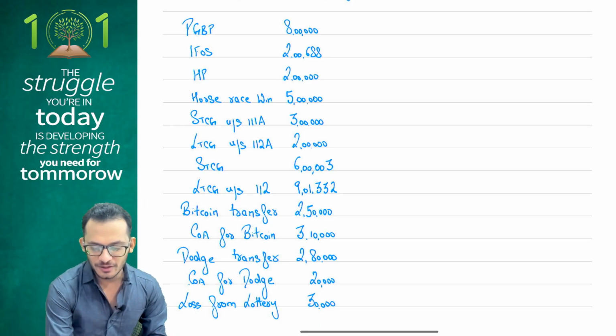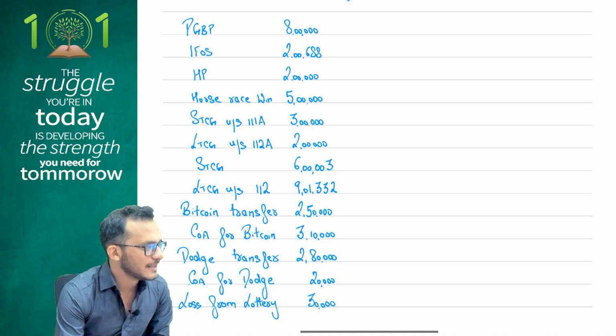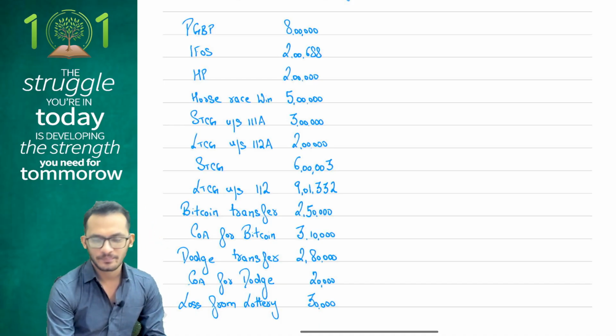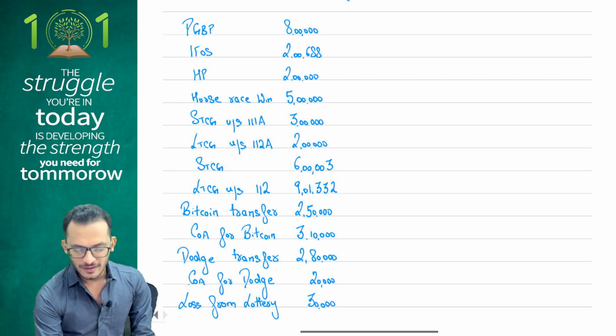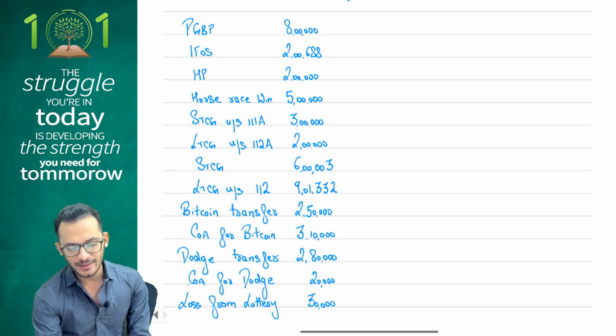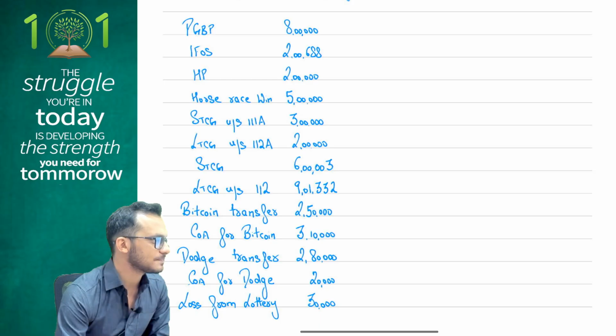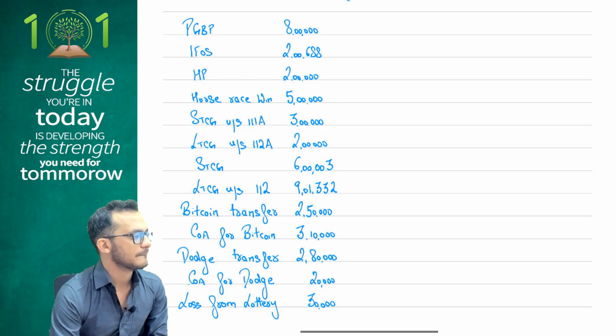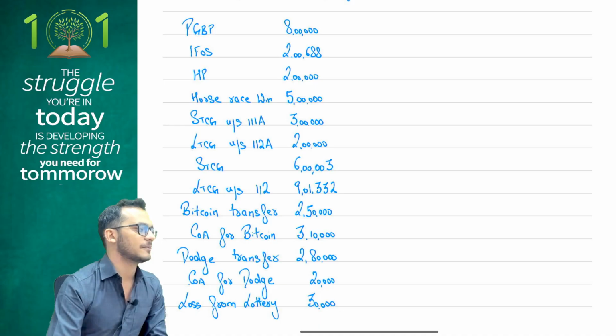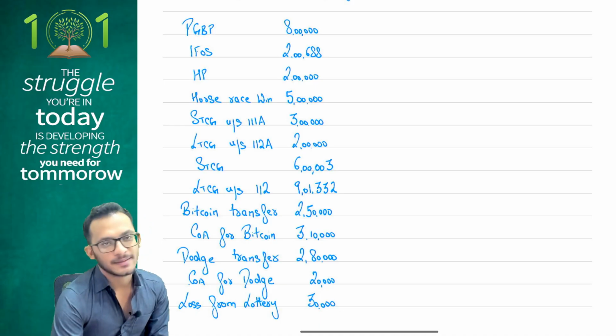Same way I have a Dodge transfer. What is Dodge? It's also a VDA cryptocurrency. So I have a Dodge transfer of 2,80,000. Cost of acquisition is 20,000, and I have a loss from lottery of 30,000 rupees.